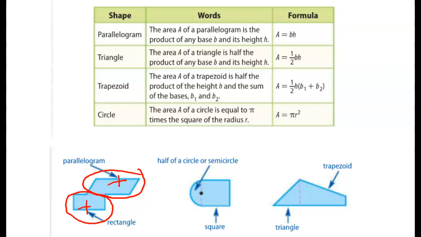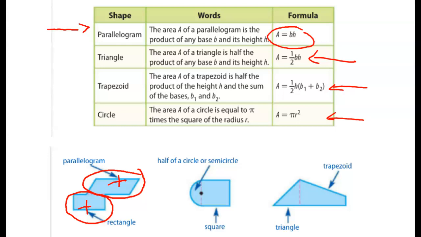Depending on your knowledge from last year, you might have to take a look at this here. This is the formula for a parallelogram. We've got a triangle right here, a trapezoid right here, and the area of a circle right there. In this particular assignment, you'll probably have to know all of those. So either refer to your prior notes or take a look at the video section here.